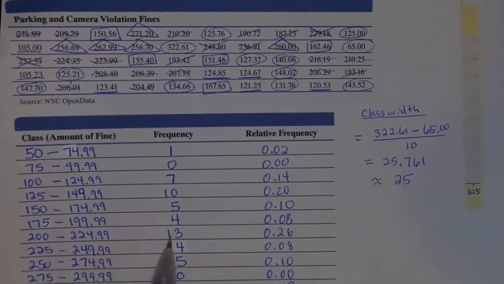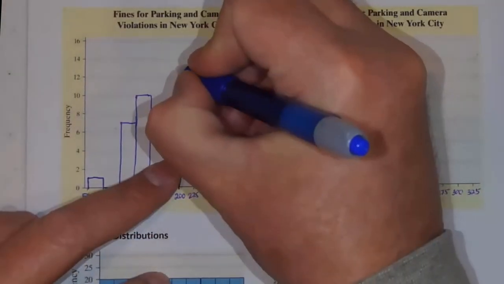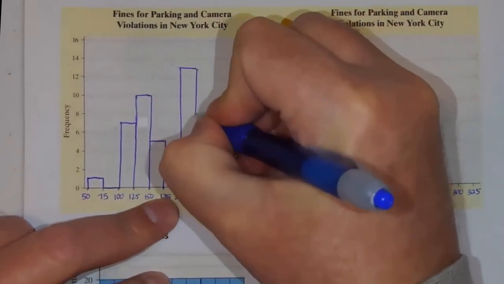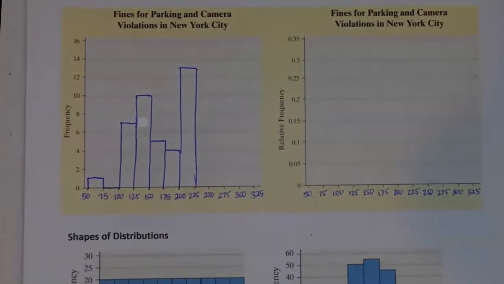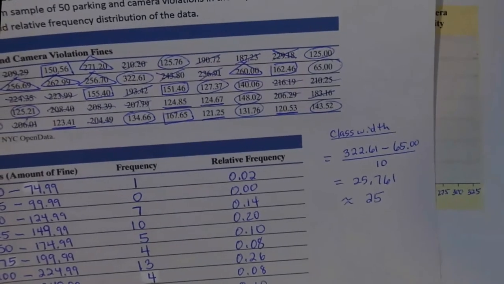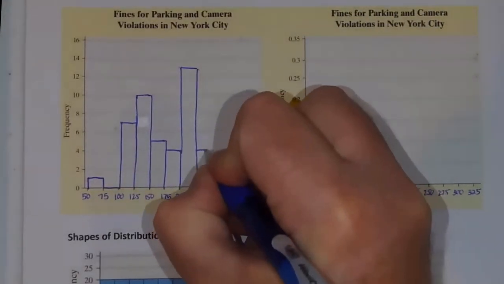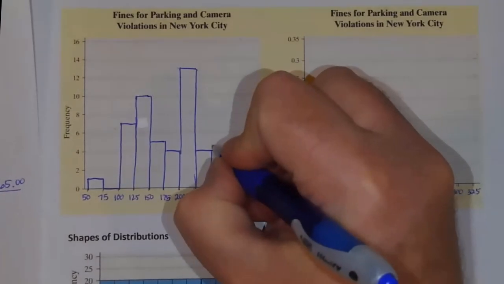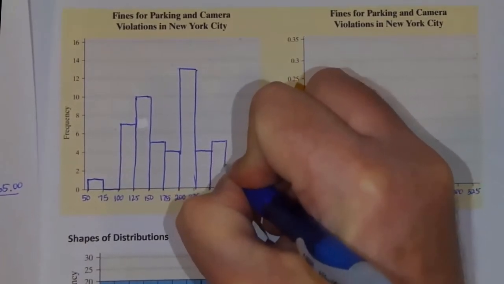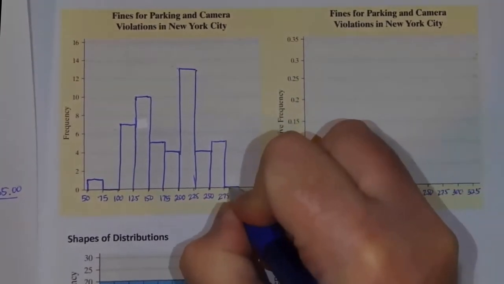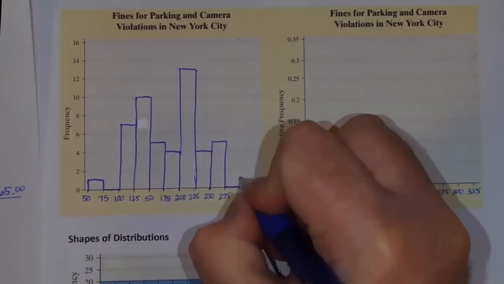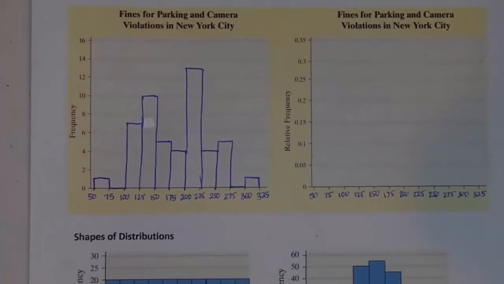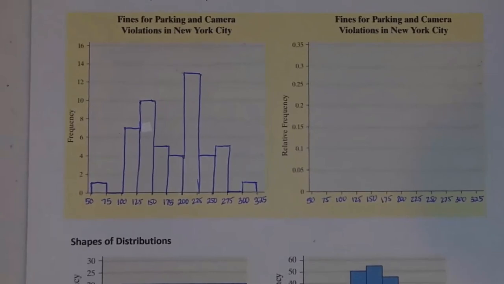So 200 to 224.99, we had a frequency of 13. So that needs to extend up. And then 225 to 249.99, we have a frequency of 4 again. And then a frequency of 5. A frequency of 0. And last but not least, a frequency of 1. So this histogram represents our parking fines and camera violation fines data.